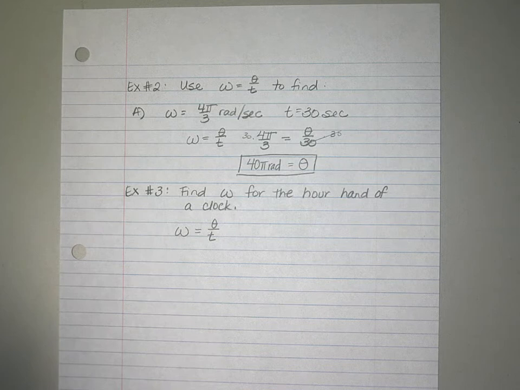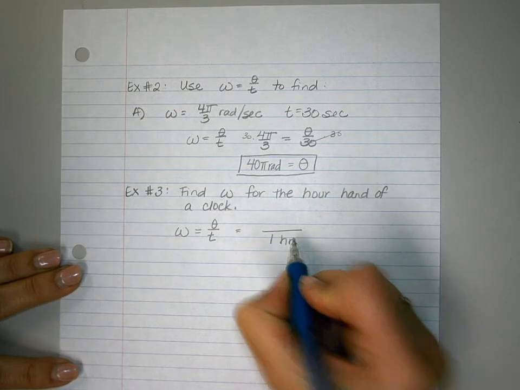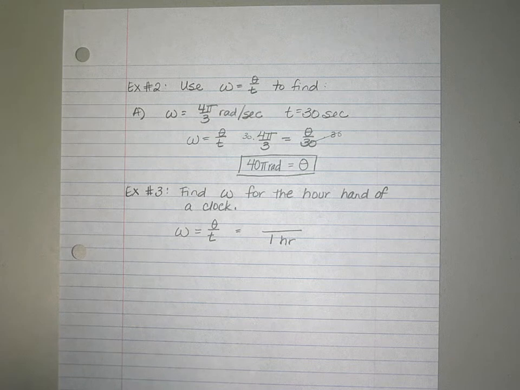So first off, we have an hour hand of a clock. So maybe we should calculate in 1 hour. Maybe that will be our rate, our time. In 1 hour, what angle is the hour hand creating? Now think about the angle that it's creating in 1 hour.